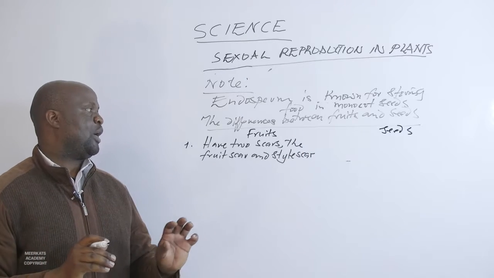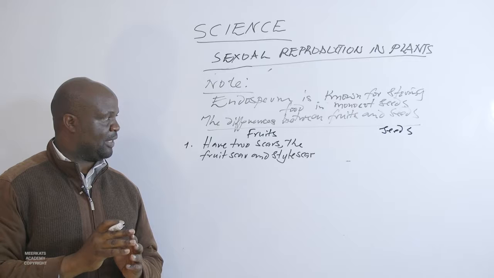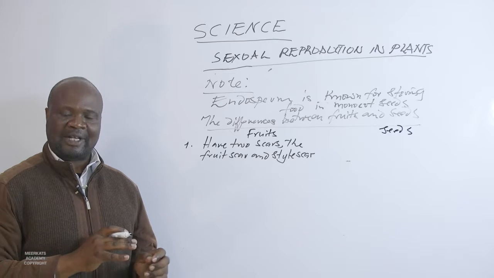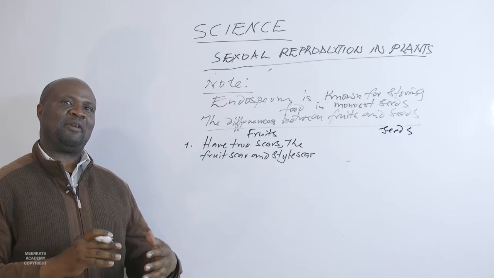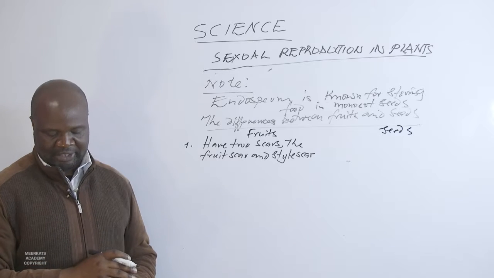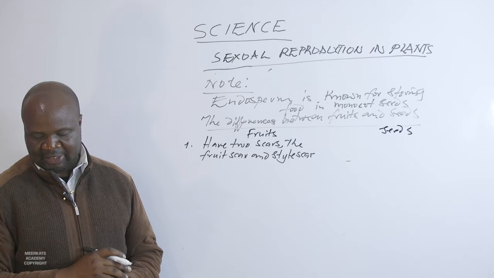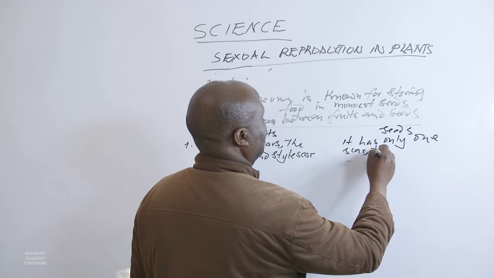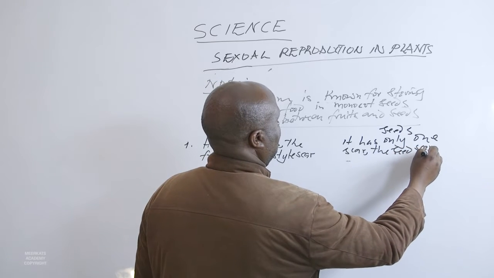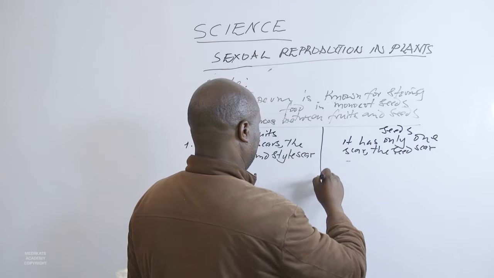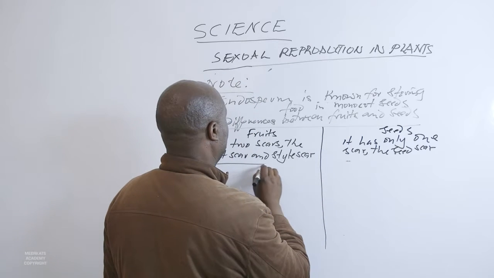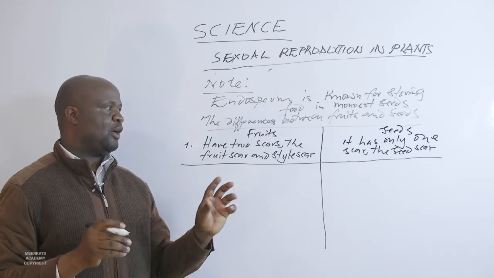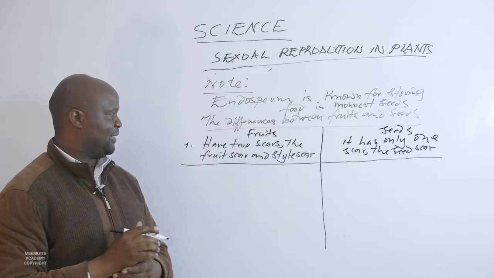So when you want to see the difference between the fruit and the seed, we are saying that fruits have two scars. One is the fruit scar, and the other one is the style scar. We know the style scar comes up after fertilization and it dries up when the ovary is developing. When you go to the other end, there is only one scar, the seed scar. So we can say that is the first difference when you are comparing the fruit and the seed.